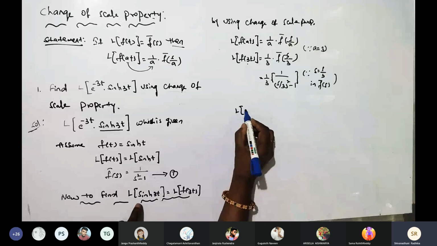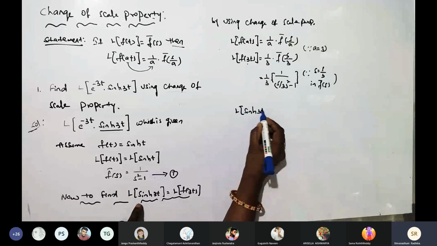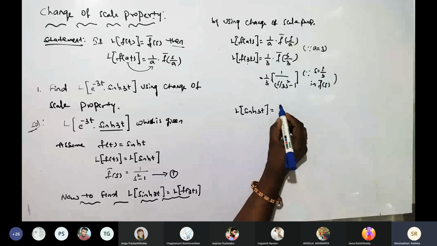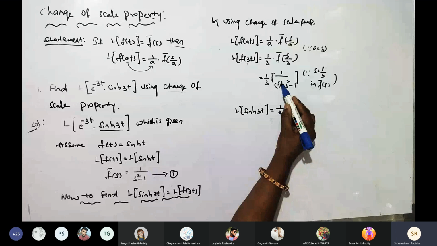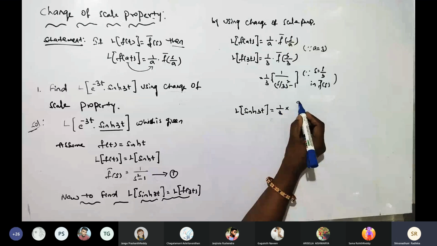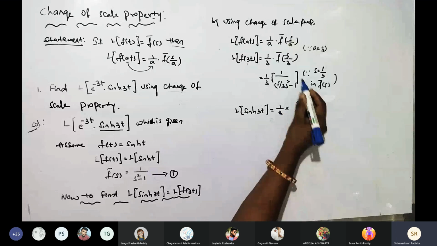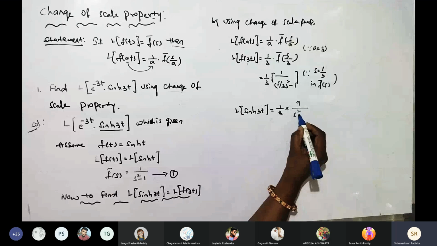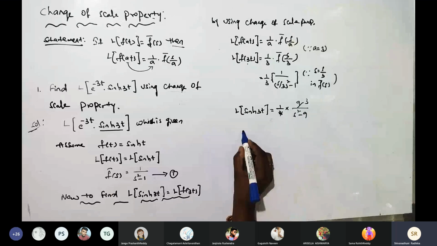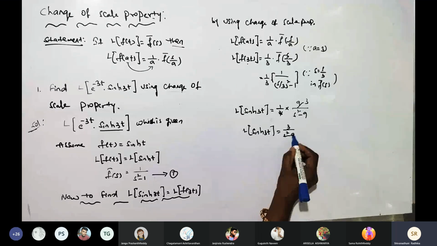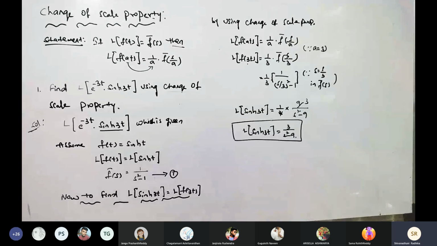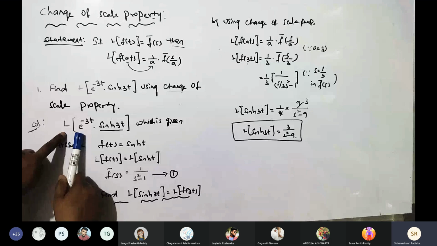So that is equals to 1 by 3 into, take LCM, here 9, s square by 9 minus 1. 9 is the LCM, so in the numerator we can write s square minus 9. 3 threes are 9. So L of sinh 3t is 3 by s square minus 9. So this one is completed, L of sinh 3t.